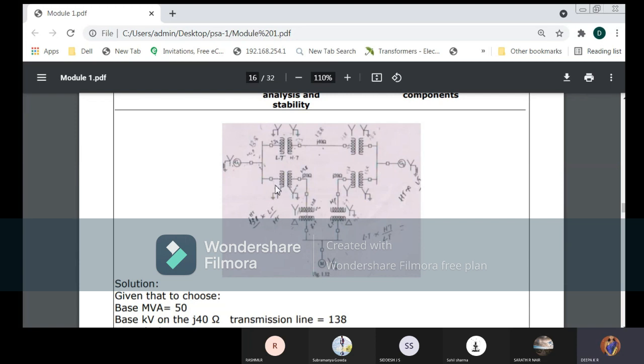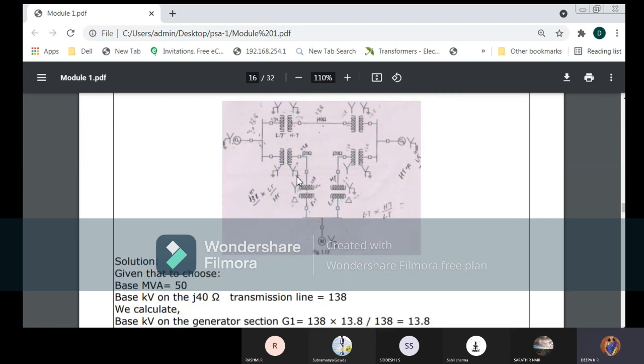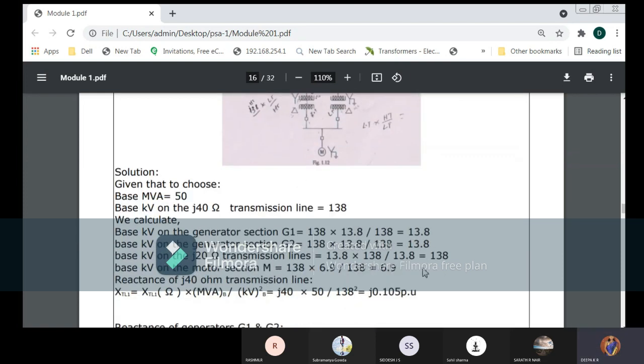LT, how much is LT? LT is 13.8 into the opposite ratio, 138 divided by 13.8. So 13.8 gets cancelled and you're going to get 138. Clear in this? Are you getting it?